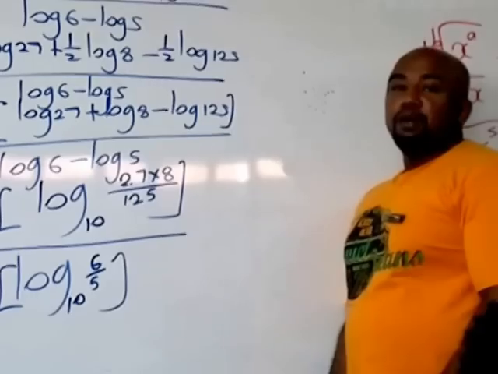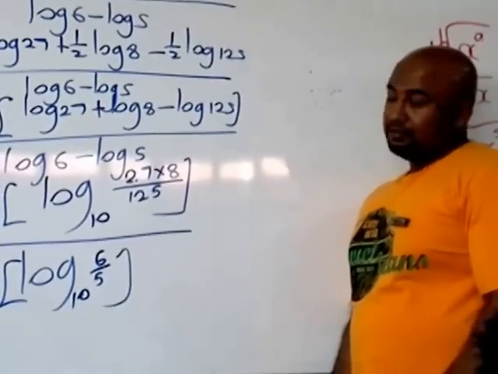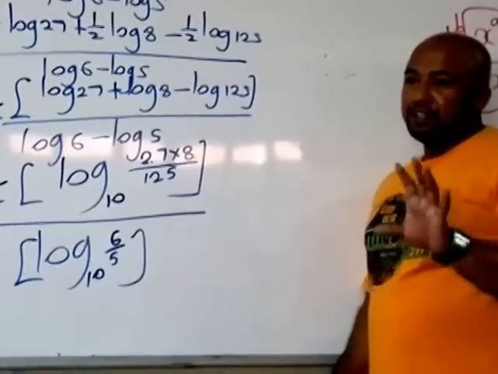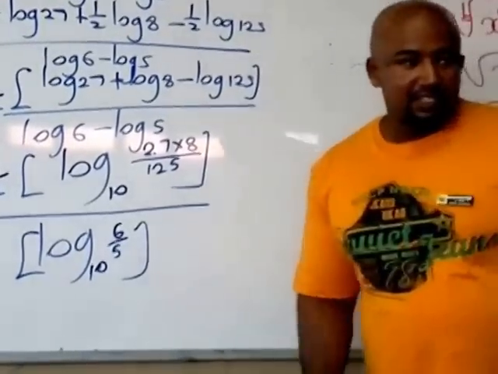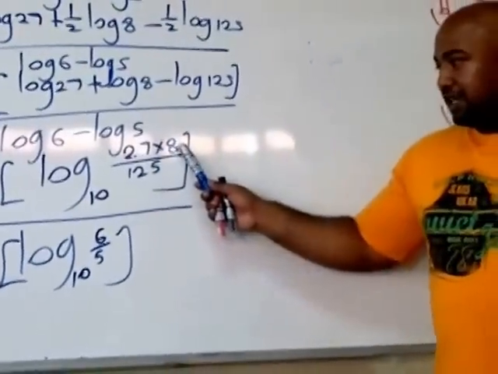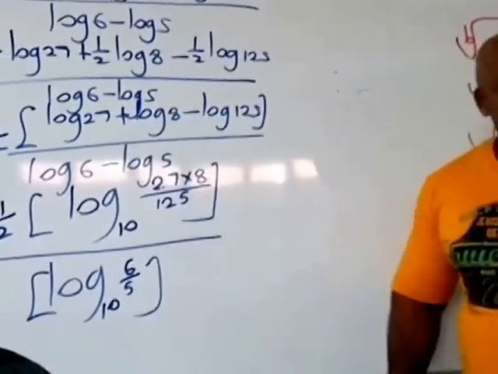You see what's going to happen here? Okay, let's leave out the calculator. Let me show you what's going to happen. Right, what I can do: 27 times 8 divided by 125.